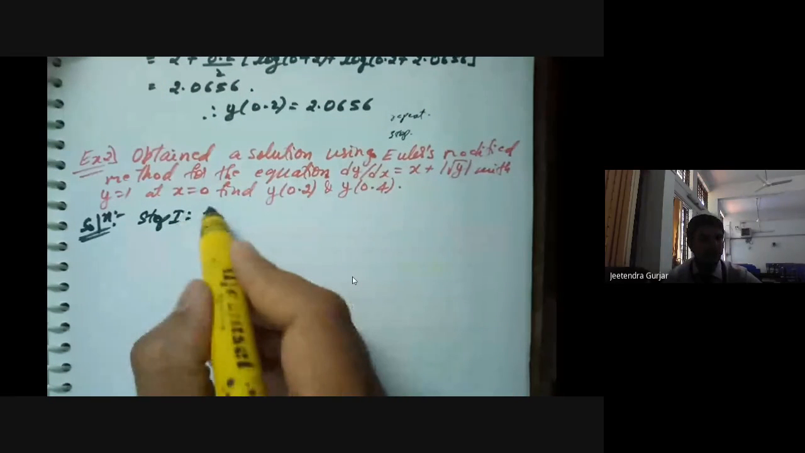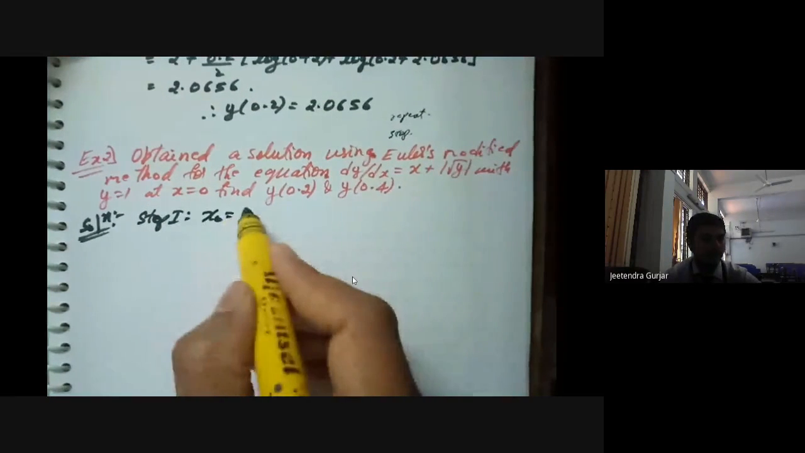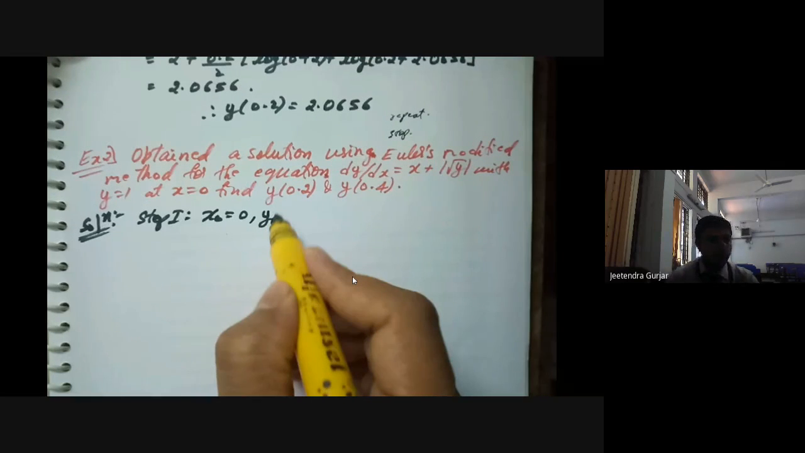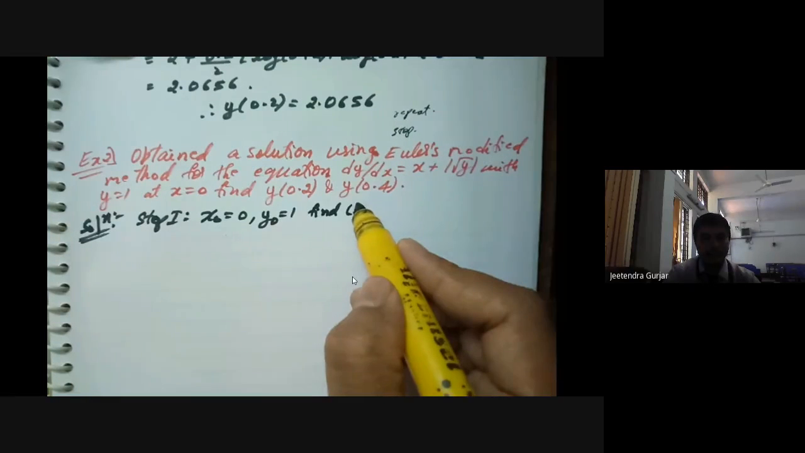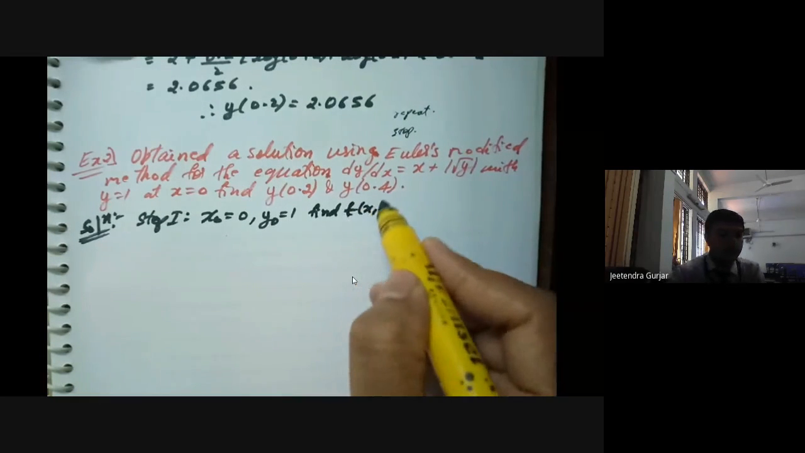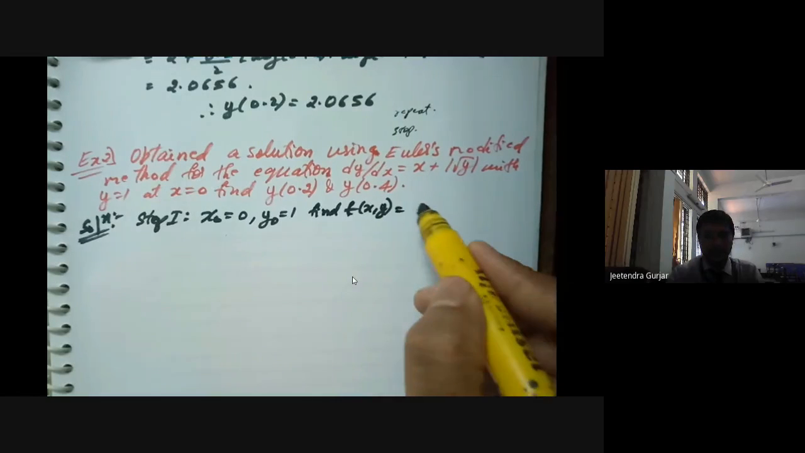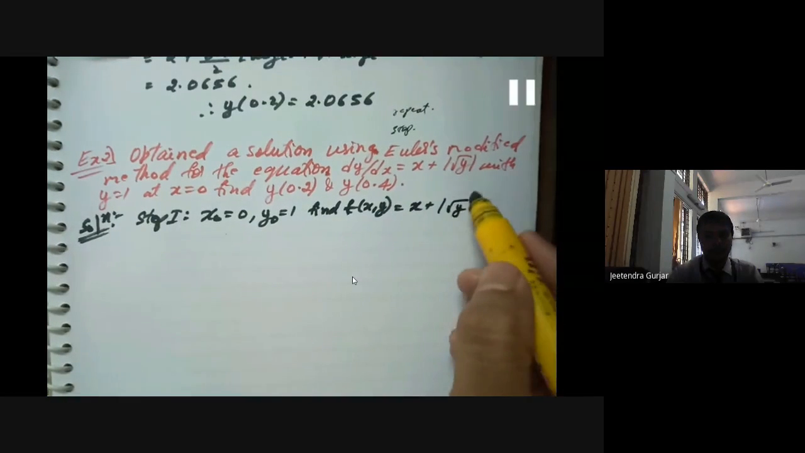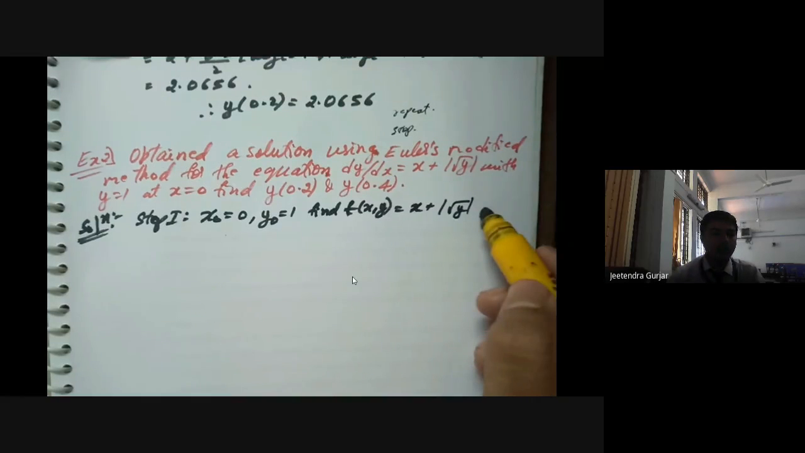So here they have two values. Remember, we have to simplify for two values. So we'll start one by one. Okay. So step one. The h value they have given already. So the initial value, their interval they have given as 0.2. You can take h is equal to 0.2 for the first one.